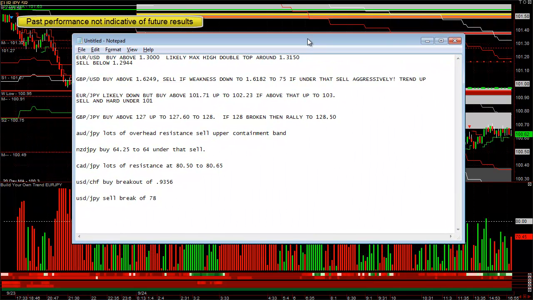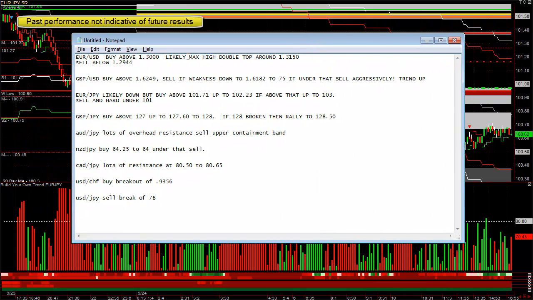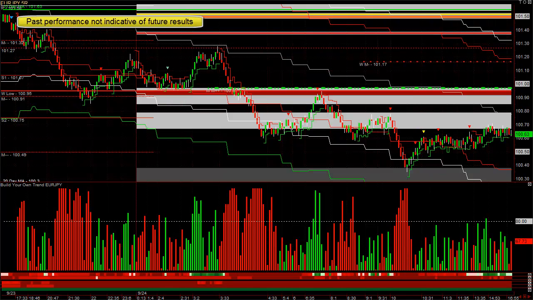And last night I took notes for today's trading. Euro yen likely down, but buy above 101.71, never got up there. Sell, and sell hard, underneath 101. So in this case, you can see 101 right here. Last night, it trended down. It did break 101, and that was a false breakout, but if you had sold the 101, you probably would have made maybe 3 or 4 pips there. And it came down again, never really broke that level.